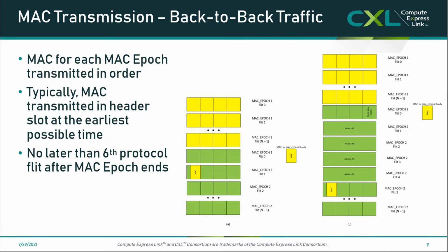Okay, when you look at sending back-to-back traffic, this is the case where there's a continuous stream of flits, and it's advantageous to use the MAC slot to send the MAC. First requirement, of course, is you have all the flits in the MAC epoch, and then the MAC for this epoch will follow after that. And the order in which the MACs are received should be the same as the order in which the epochs are sent. So you send the MAC for epoch 1 first, and then you send the MAC for epoch 2.